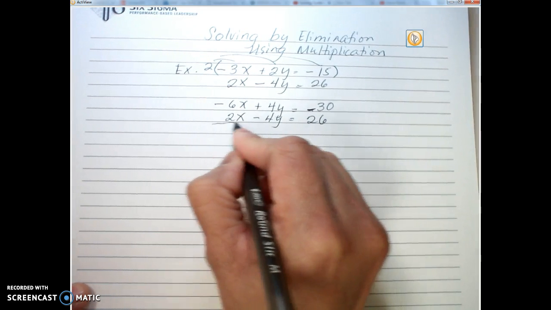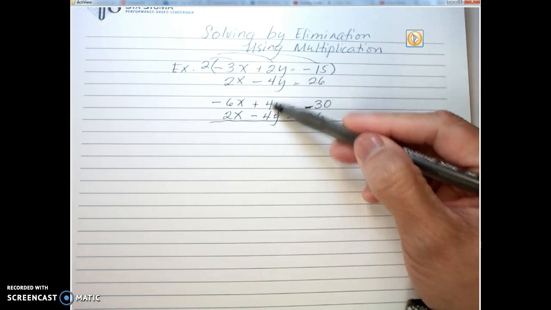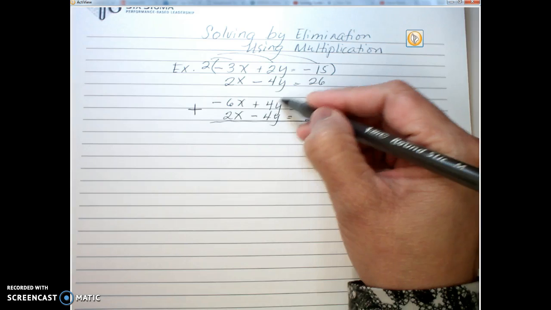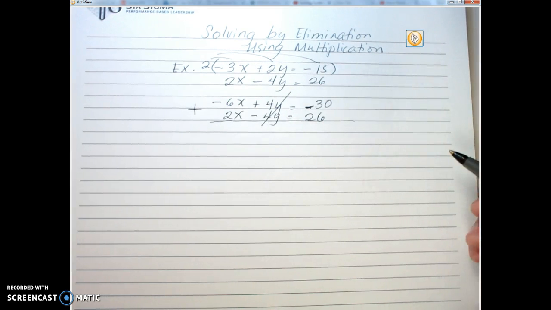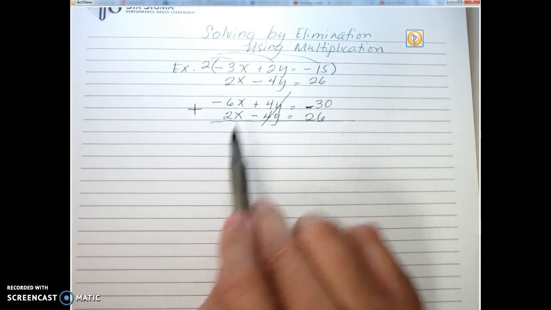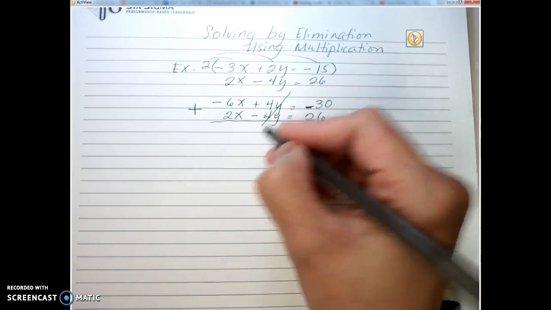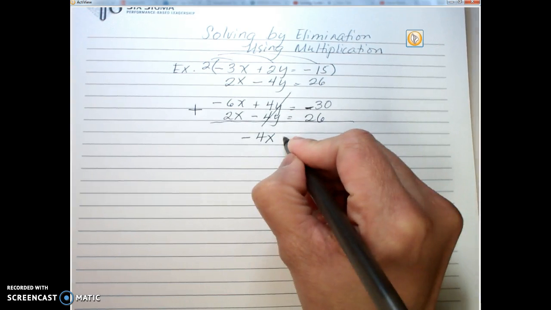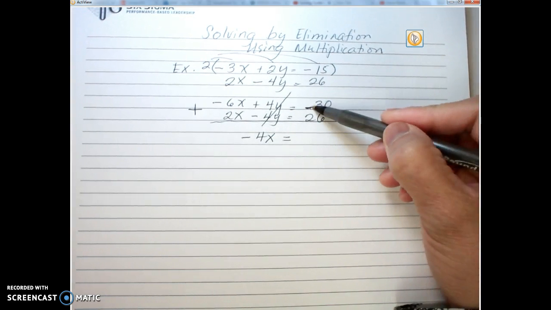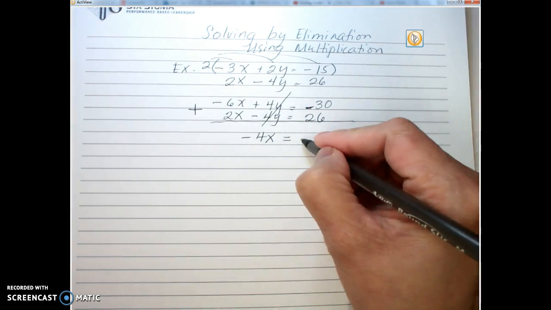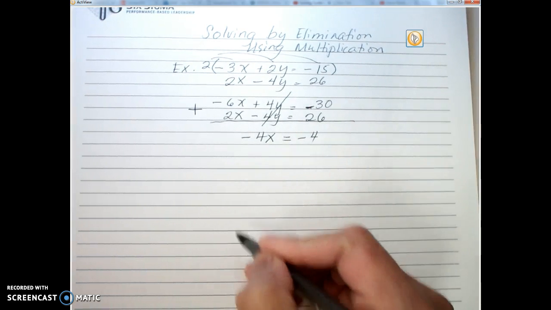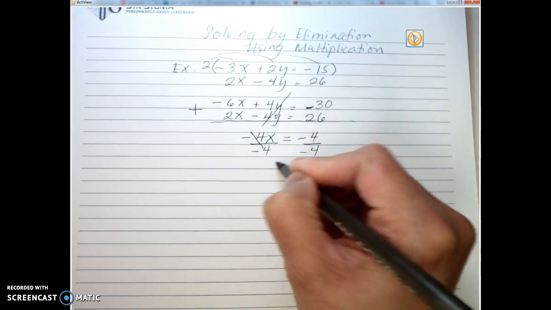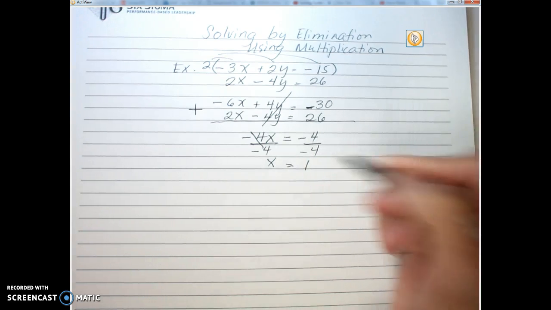26. And then I will eliminate the y by adding. So now this becomes a 0. And then negative 6x plus 2x is going to be negative 4x. And that is equal to negative 30 plus 26 will give us a negative 4. Dividing negative 4 from both sides, my x is a positive 1.